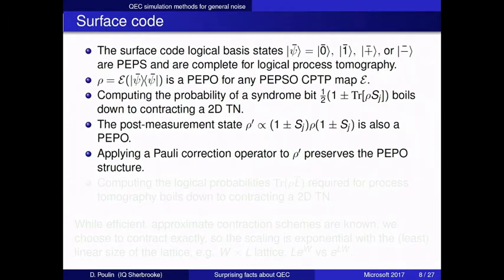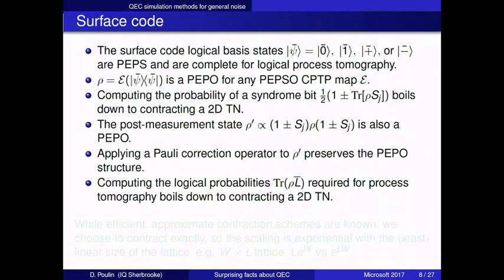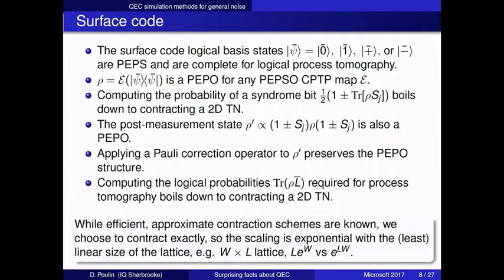A Pauli correction is a tensor product, so this does not change the tensor network structure at all. And computing the logical probability, to do something like quantum state tomography at the end, is also just about contracting a 2D tensor network. So all the computationally intensive steps here boil down to one operation: contracting a two-dimensional tensor network. Now, this is hard, unfortunately.